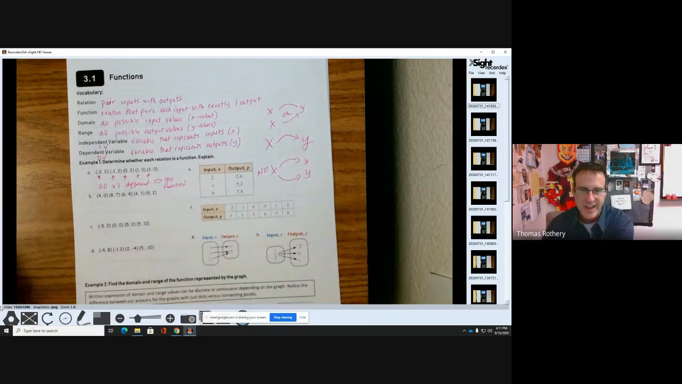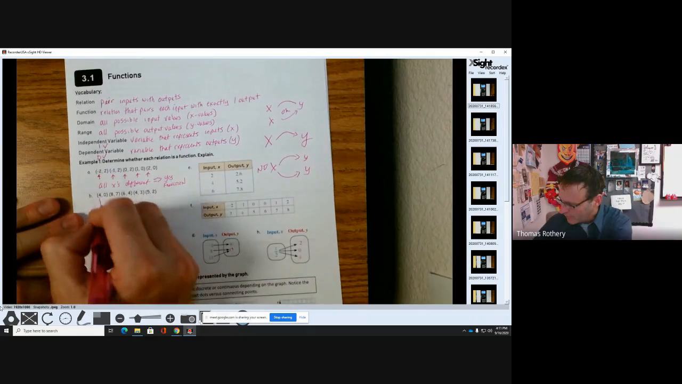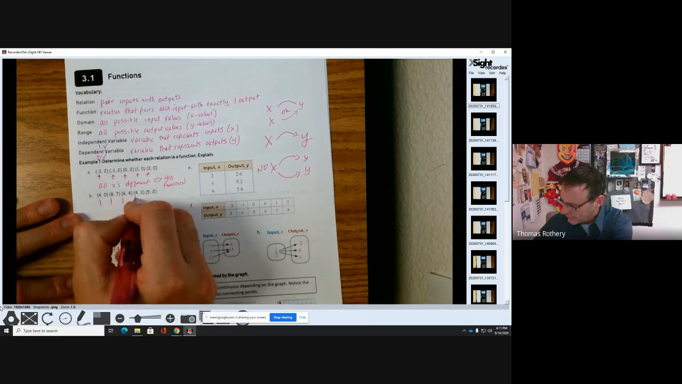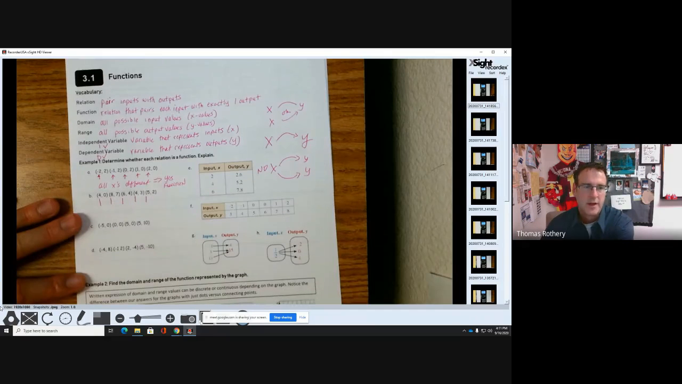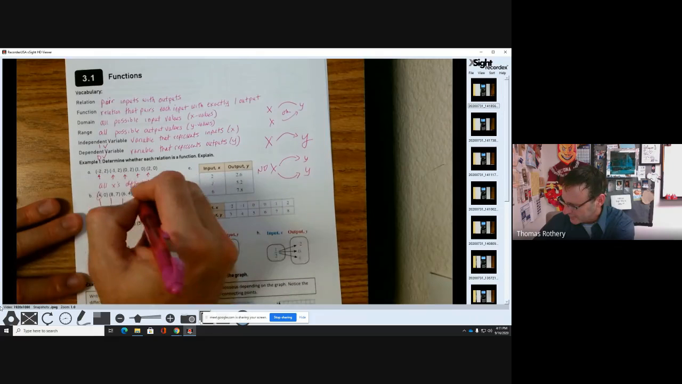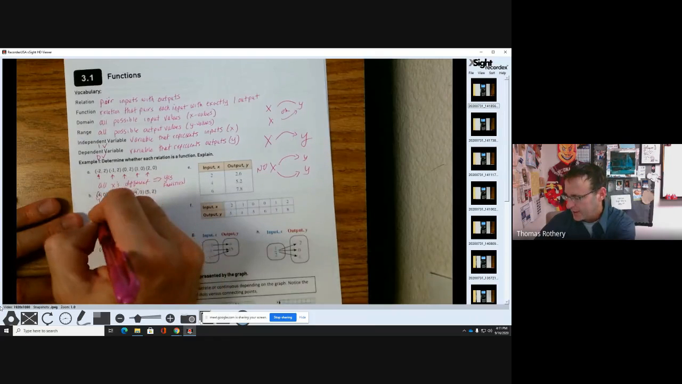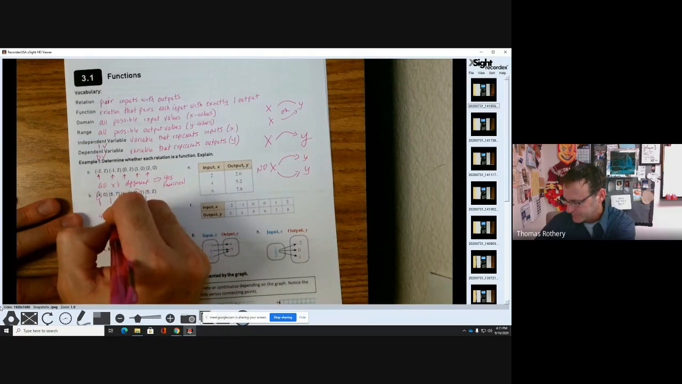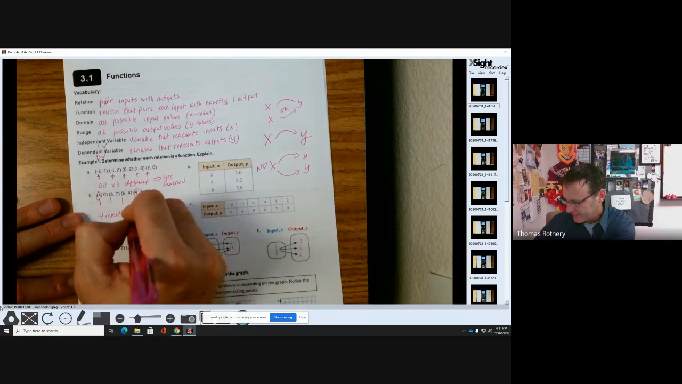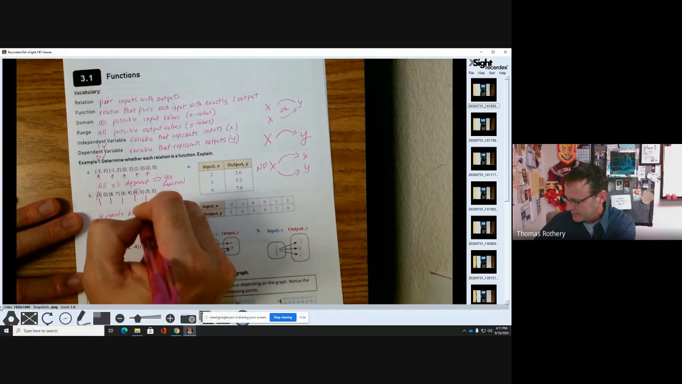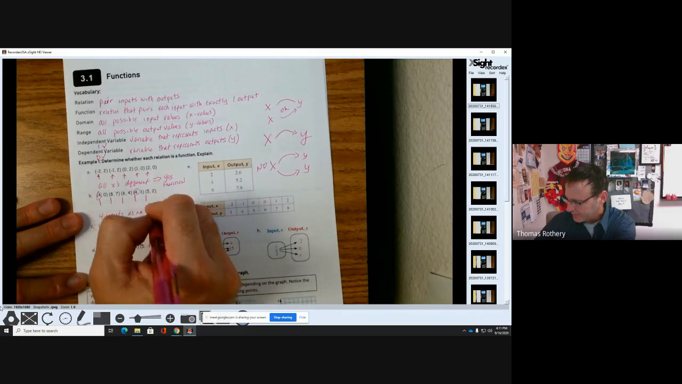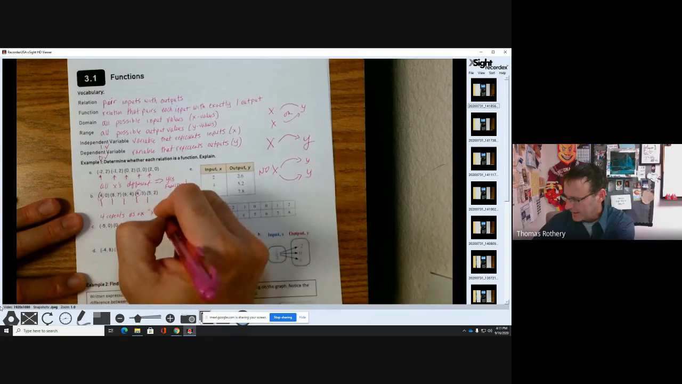Some people will just look at the x's, and if they're all different, am I okay? Yeah, that's it. So if I look at part B, look at all the x's: 4, 8, 6, 4, 5. Are all the x's different? No, 4 repeats. Since 4 repeats as an x value, it is not a function.